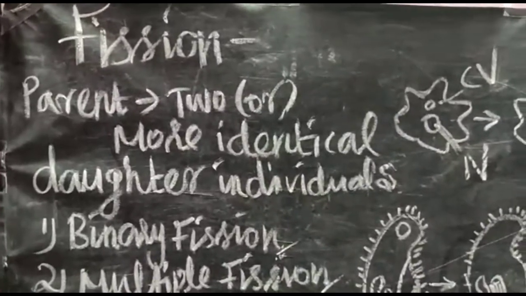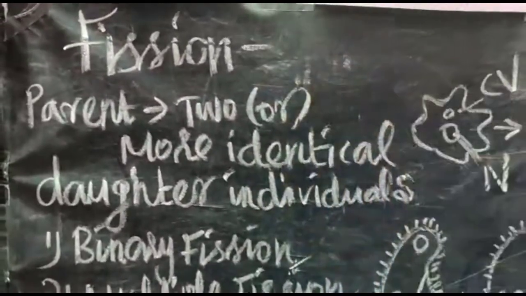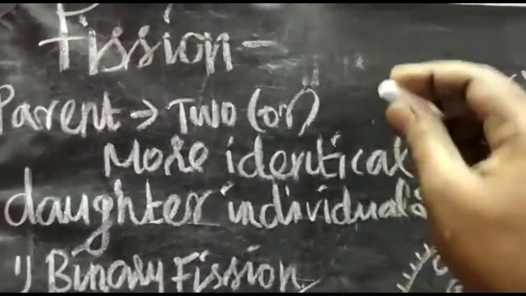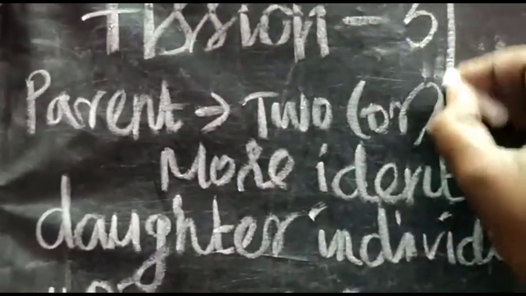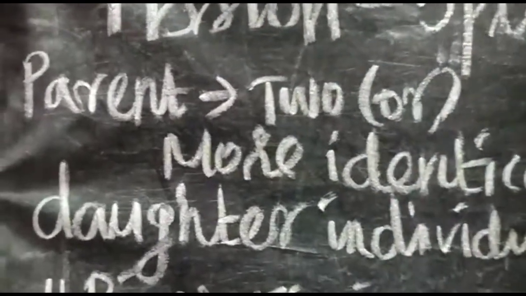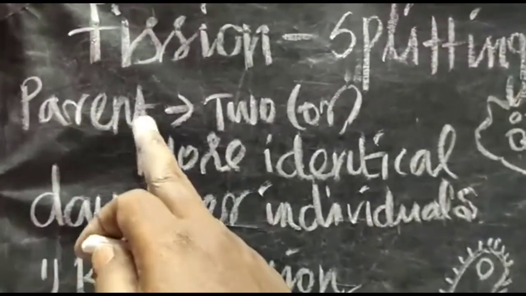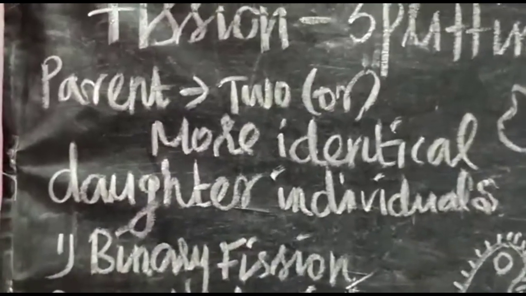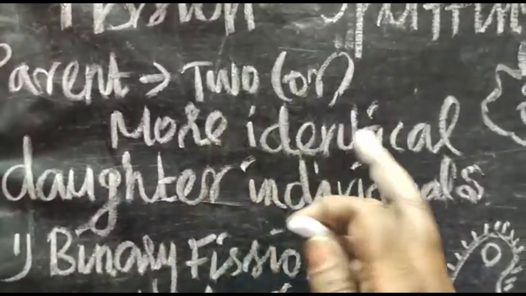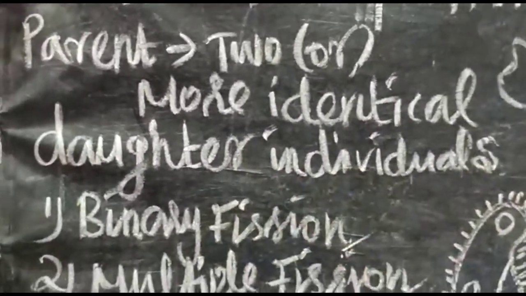Students, today we are going to see about fission and its types. So what is the meaning of fission? It is nothing but splitting. The definition of fission is that the parent body is split into two or more identical daughter individuals.